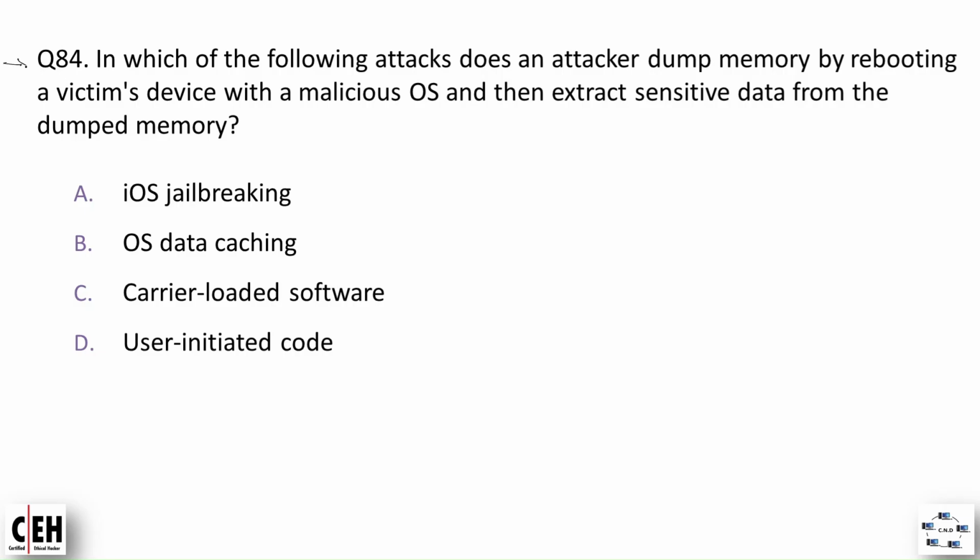Question number 84. In which of the following attacks does an attacker dump memory by rebooting a victim's device with a malicious operating system and then extract sensitive data from the dumped memory? Option A, iOS jailbreaking. Option B, OS data caching. Option C, carrier loaded software. And option D, user initiated code. And the correct option is option B, OS data caching.